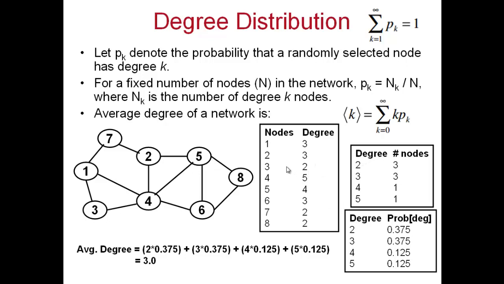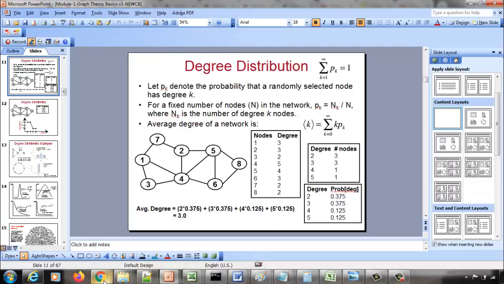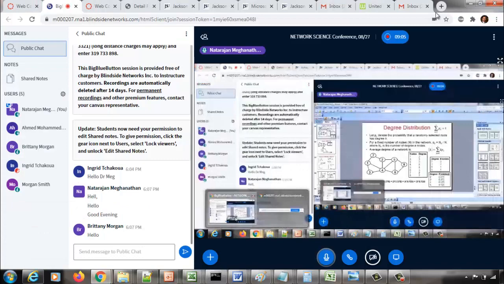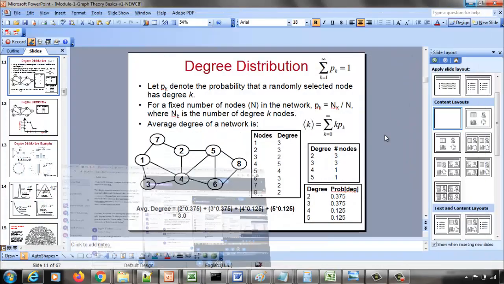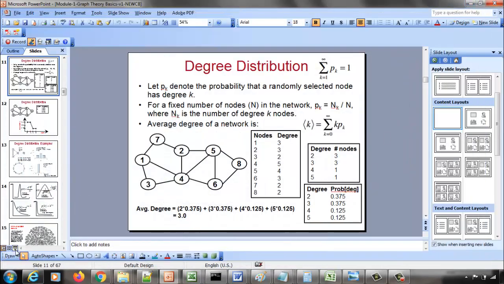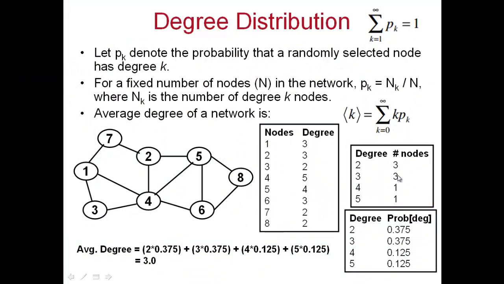So how many nodes have degree 2? There are 3 nodes that have degree 2. How many have degree 3? There are 3 nodes with degree 3. There's only 1 node with degree 4. There's only 1 node with degree 5. Once you get the count of the number of nodes, you can add them up and you will see that the total is equal to the number of vertices in the graph. If you add these counts, 3 plus 3 plus 1 plus 1, there is 8. That's the total number of nodes in the graph, 8 vertices.